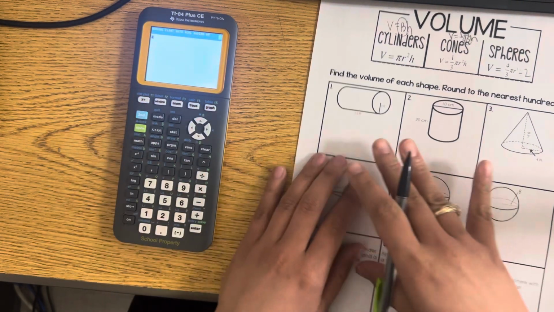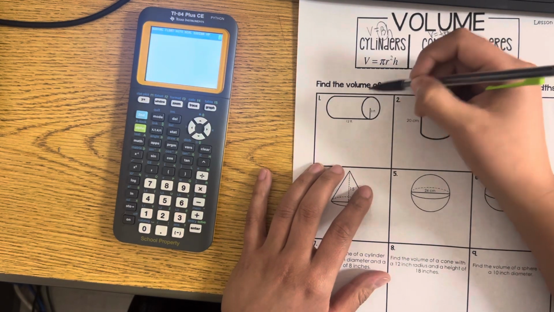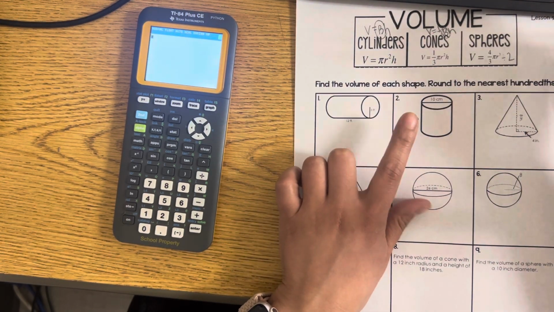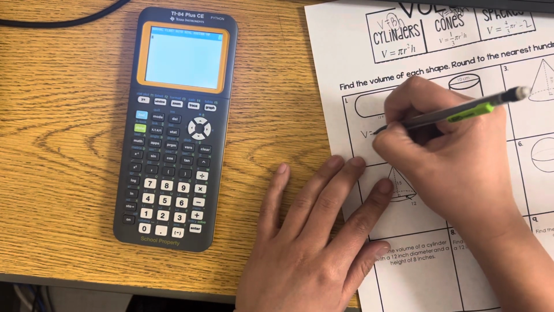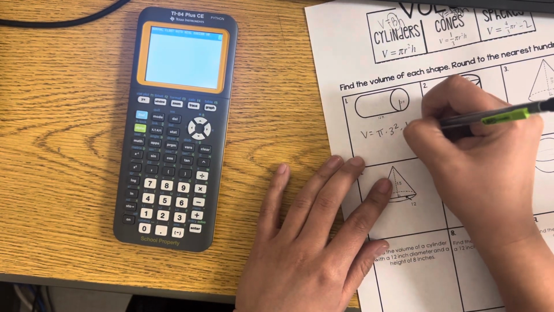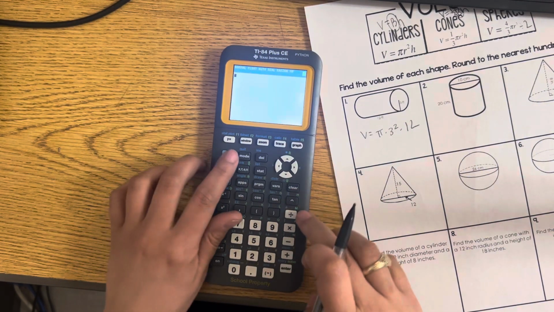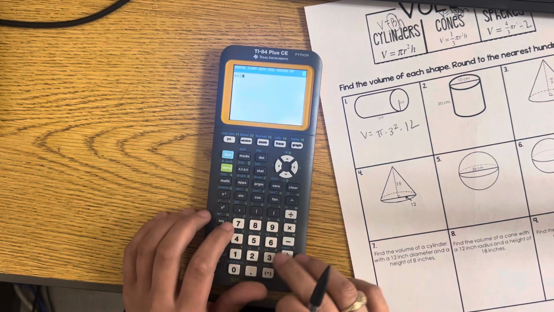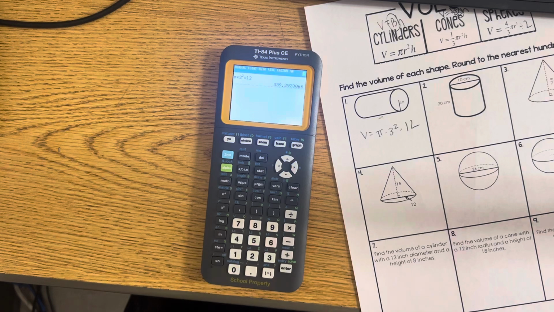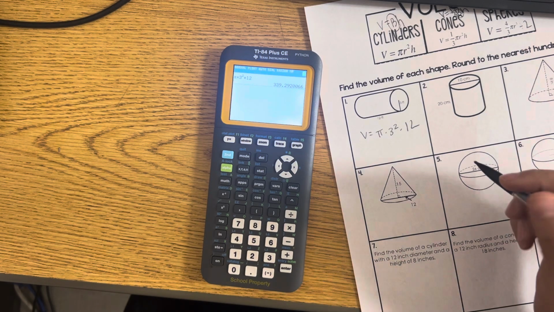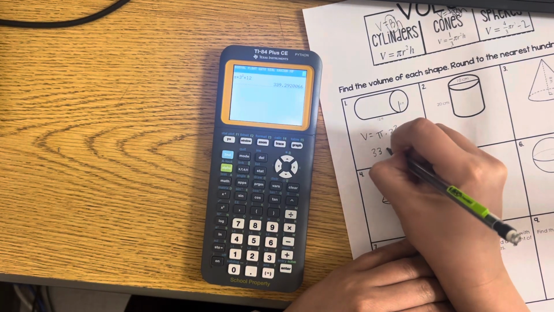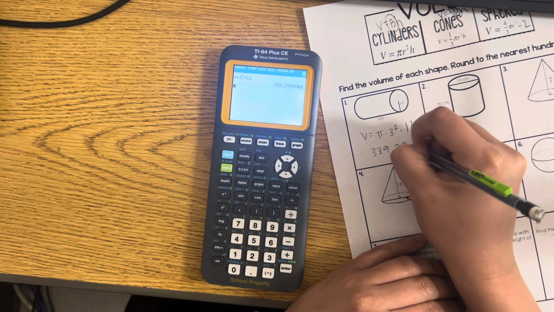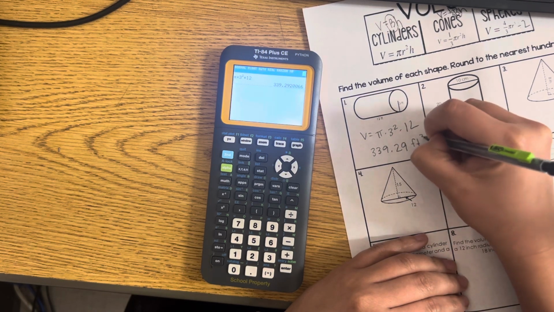circle did they give me? For instance, on number 1, the part of the circle they gave me was the radius, so I don't need to cut it in half. And what shape is it? It's a cylinder. So it's V equals pi times 3 squared times 12 in this case. Pi is second caret top times 3 squared times 12. And that's my answer. We're going to round to, I guess, the 10th place today. Or let's go ahead and do hundredths, which is 2 decimal places. So we're going to go 339.29. And technically it would be feet cubed.